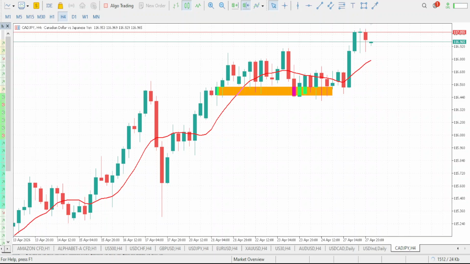So guys, this is going to be our movement for the day on our CAD JPY. So first thing first, we need to know the trend. Second, we are going to be trading with the trend. Remember the rules of trading. First, know your trend. Second, trade with the trend.